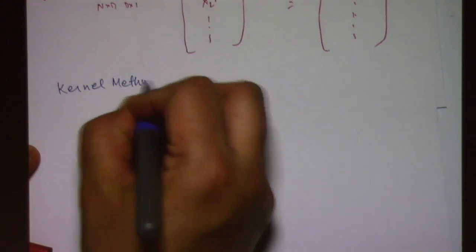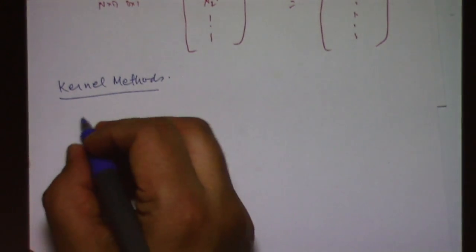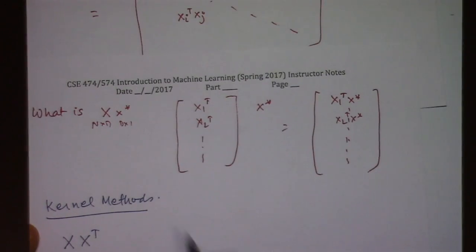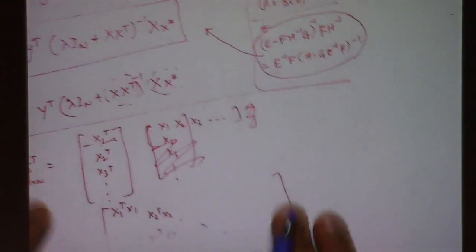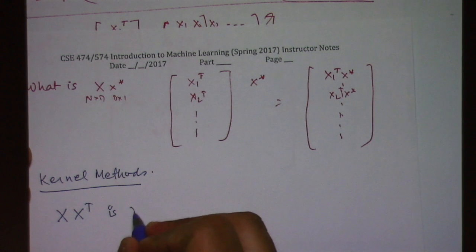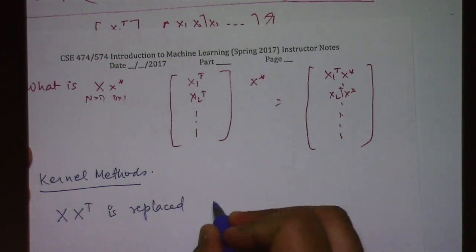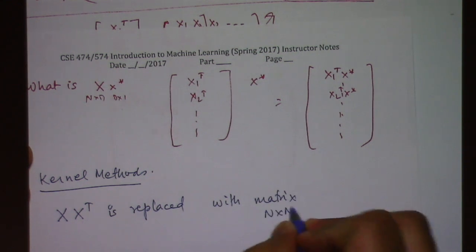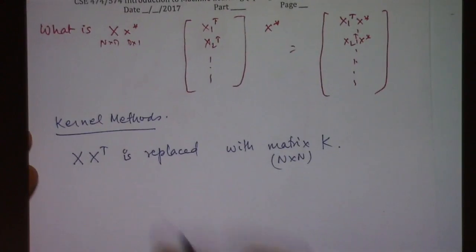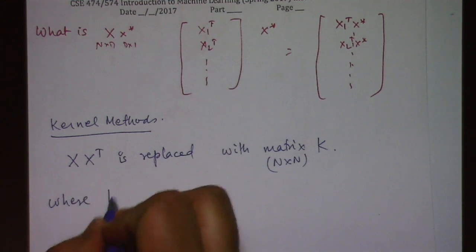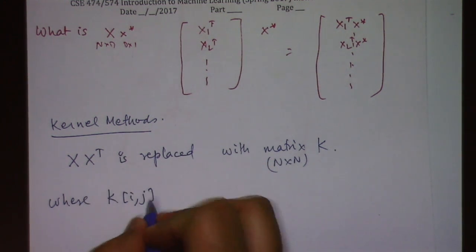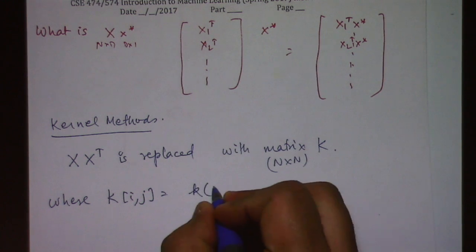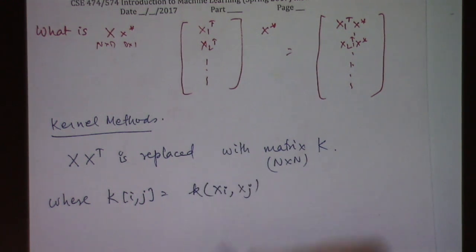kernel methods, right? So remember, we wanted x x transpose, which is essentially this matrix over here, a series of dot products, and it is replaced with matrix K, which is n by n, of course, where K of i comma j is some similarity function between xi and xj, right?